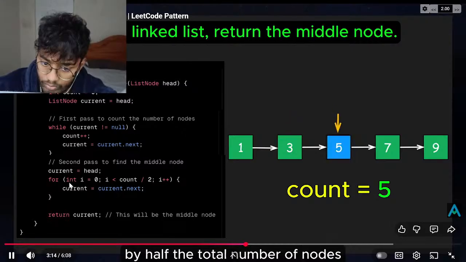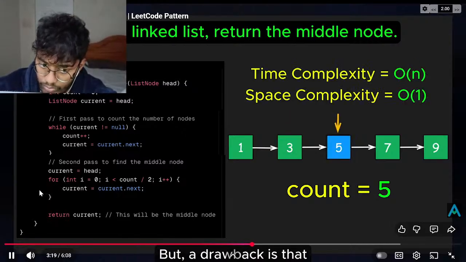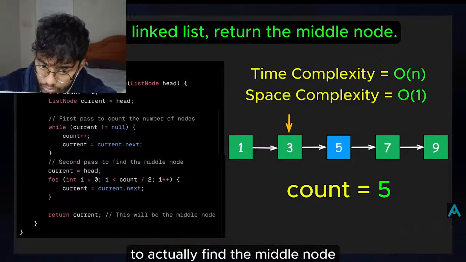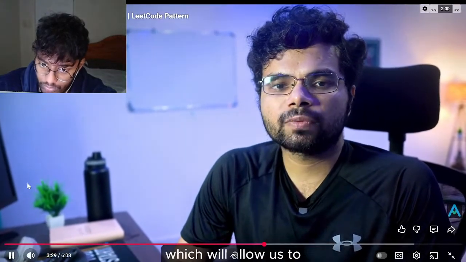starting at the beginning and moving forward by half the total number of nodes. This approach works and it's efficient in terms of time and space complexity. But the drawback is that you need to traverse the linked list twice, first to count the nodes and second to actually find the middle node. We can make this solution more efficient by using the fast and slow pointers technique, which will allow us to find the middle node in just one pass.